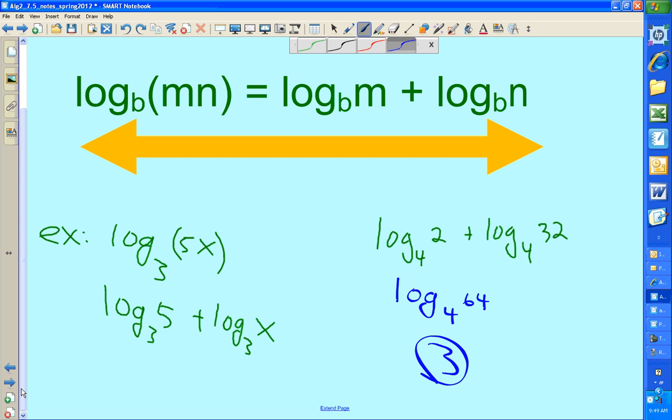And the base of the log has to be the same? Great question. The base of the log must be the same. If the bases are not the same, you cannot combine them. Different animals.